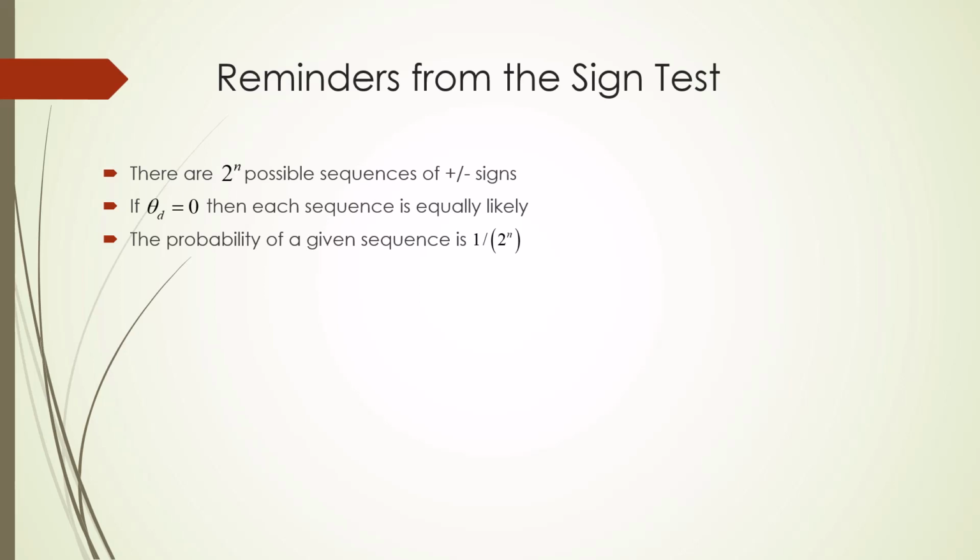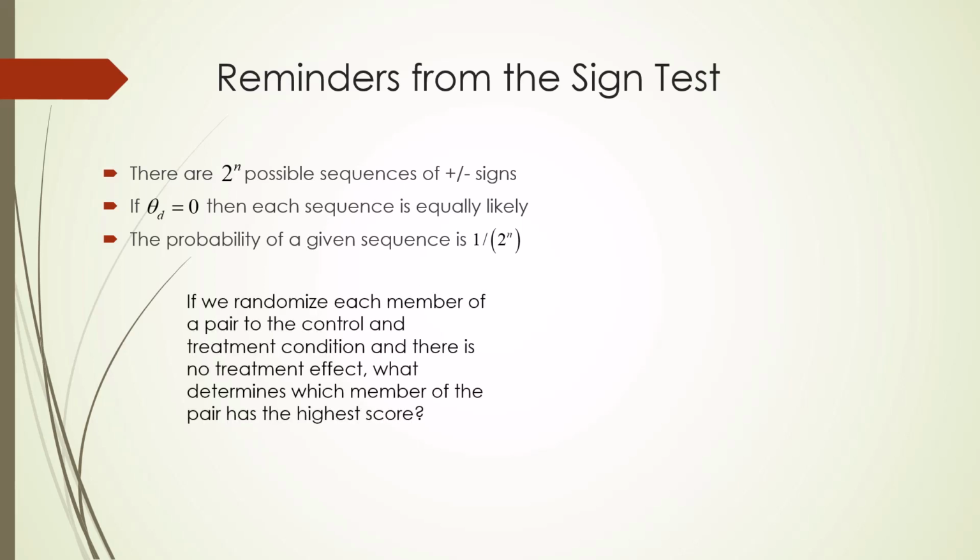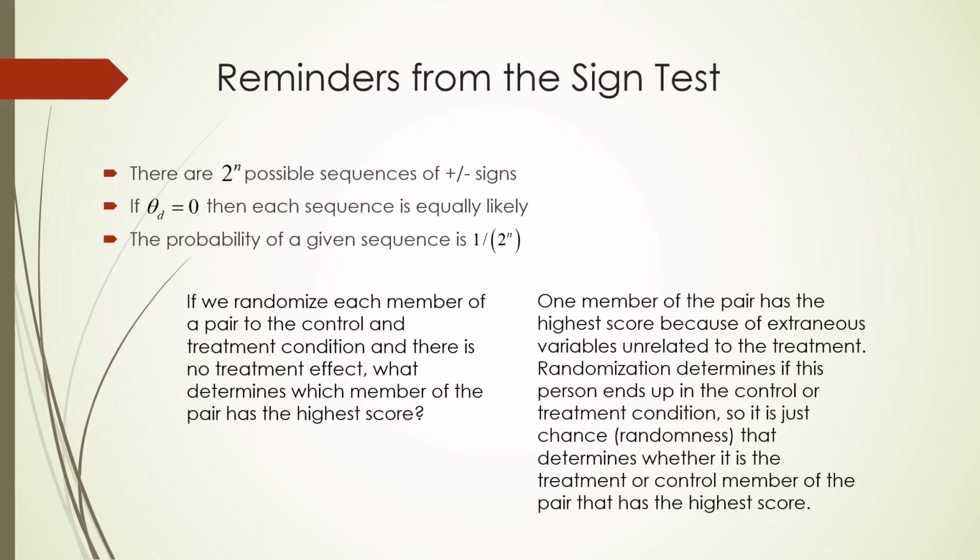In the previous video, I asked the question, if we randomize each member of a pair to the control and treatment condition and there is no treatment effect, what determines which member of the pair has the highest score? And we answered that it was chance that determined this, because one member of the pair has the highest score due to extraneous variables, not the treatment. Therefore, randomization determines if this person will end up in the control or treatment condition.